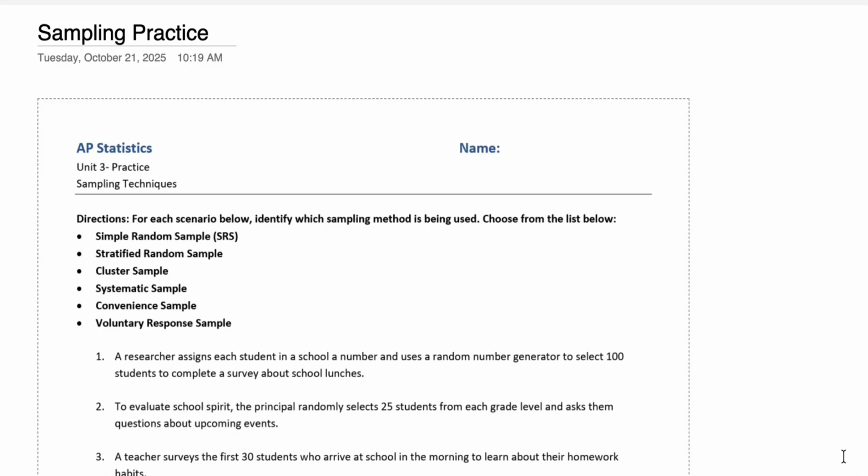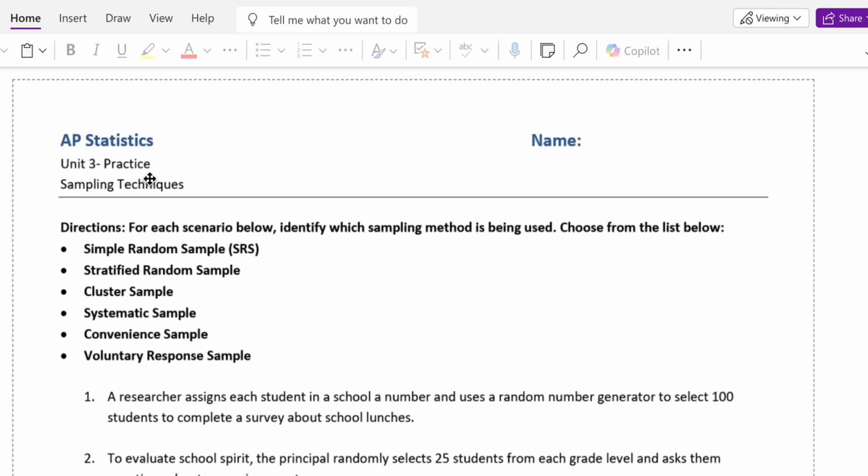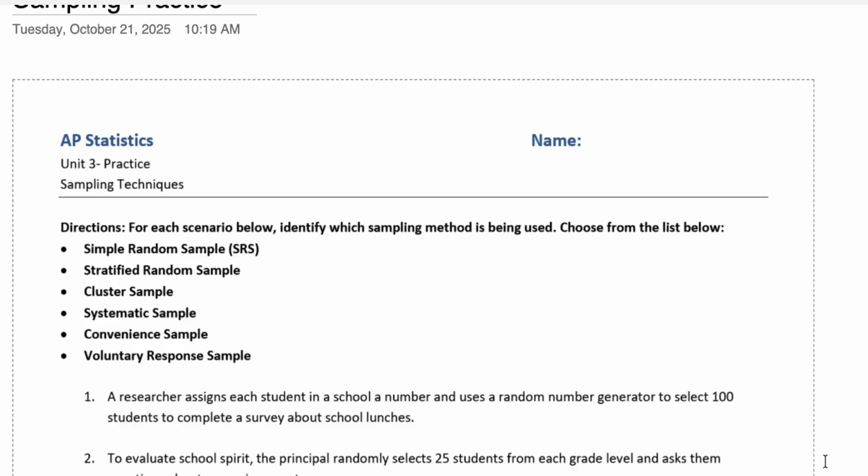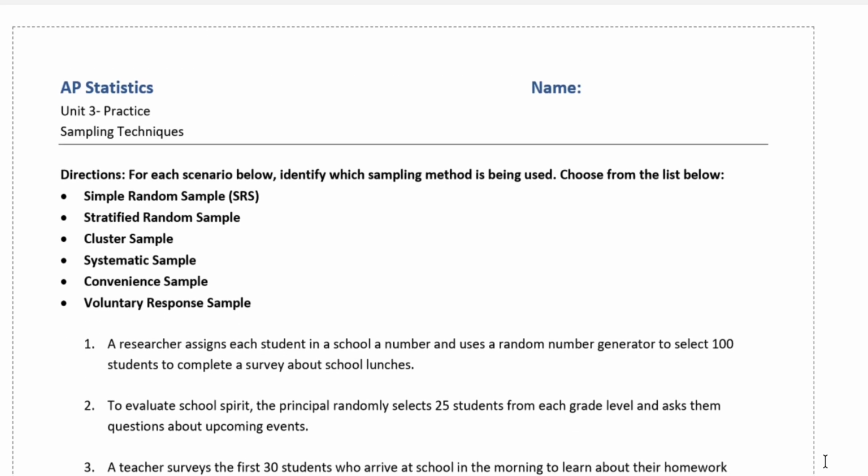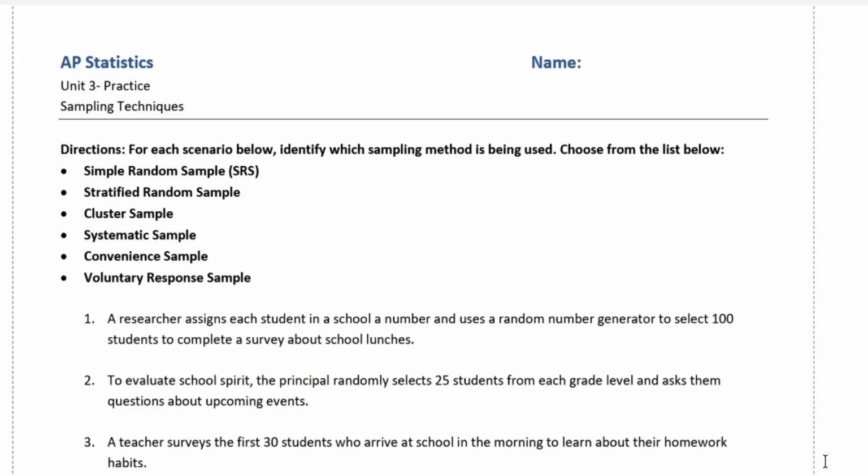Welcome to this video. In here, we're gonna do some sampling practice. So we talked about the sampling methods in previous videos, so I think it will be necessary to practice more. So I'm gonna walk through some practice problems with you in this video about sampling techniques. So the directions are: for each scenario below, identify which sampling method is being used, choosing from the list below.